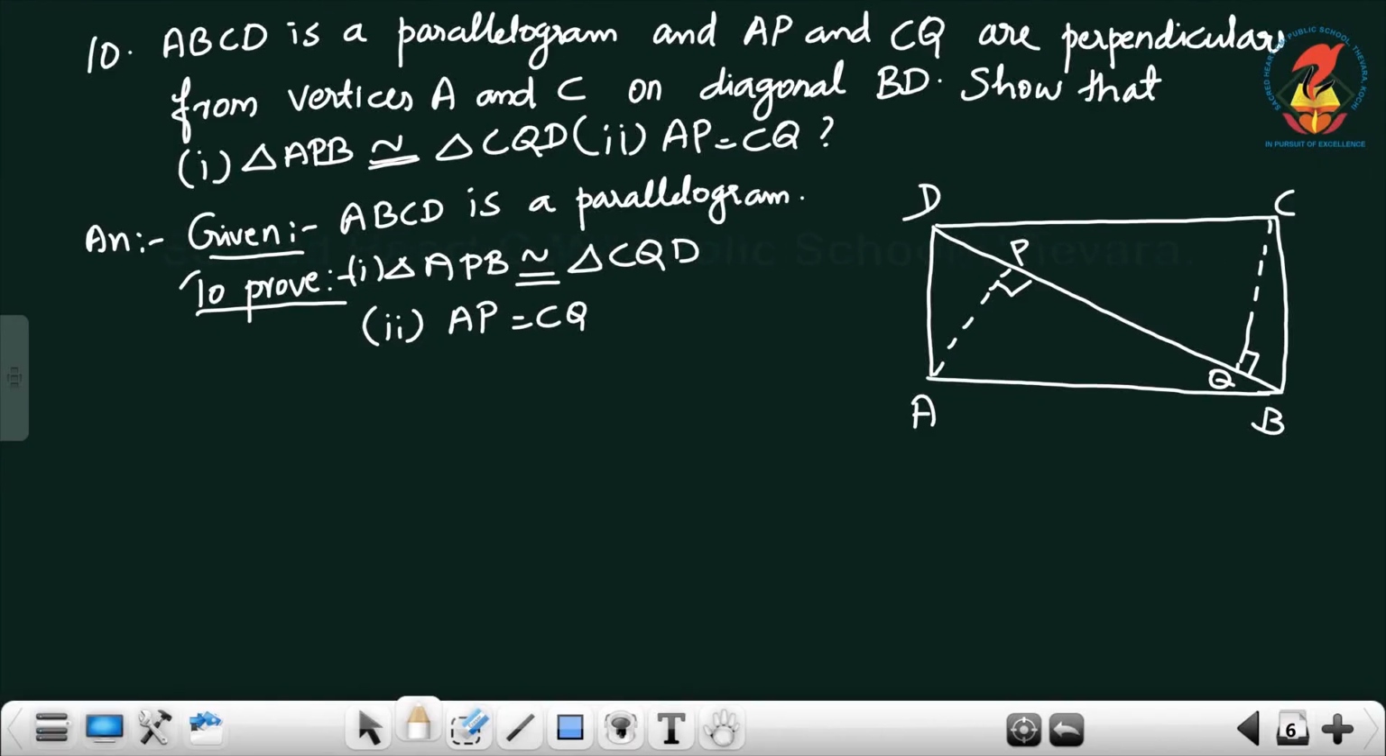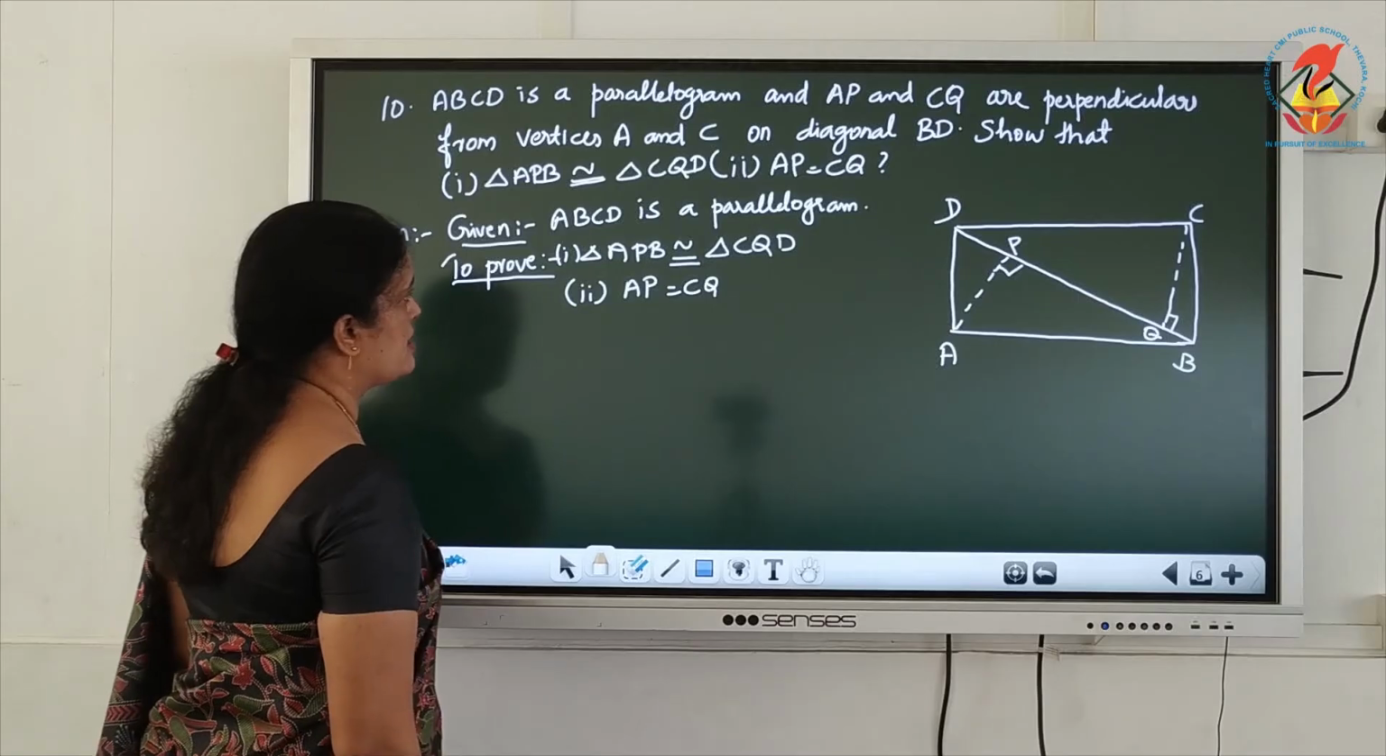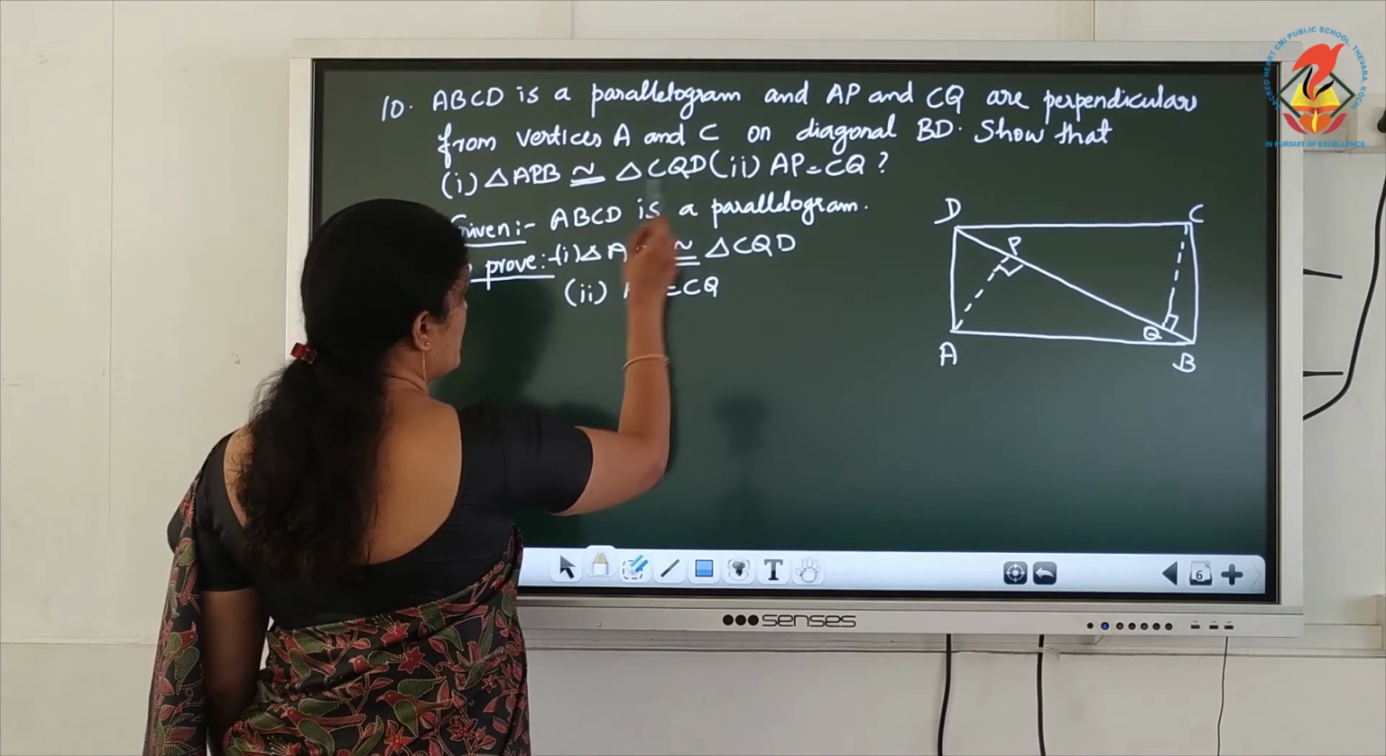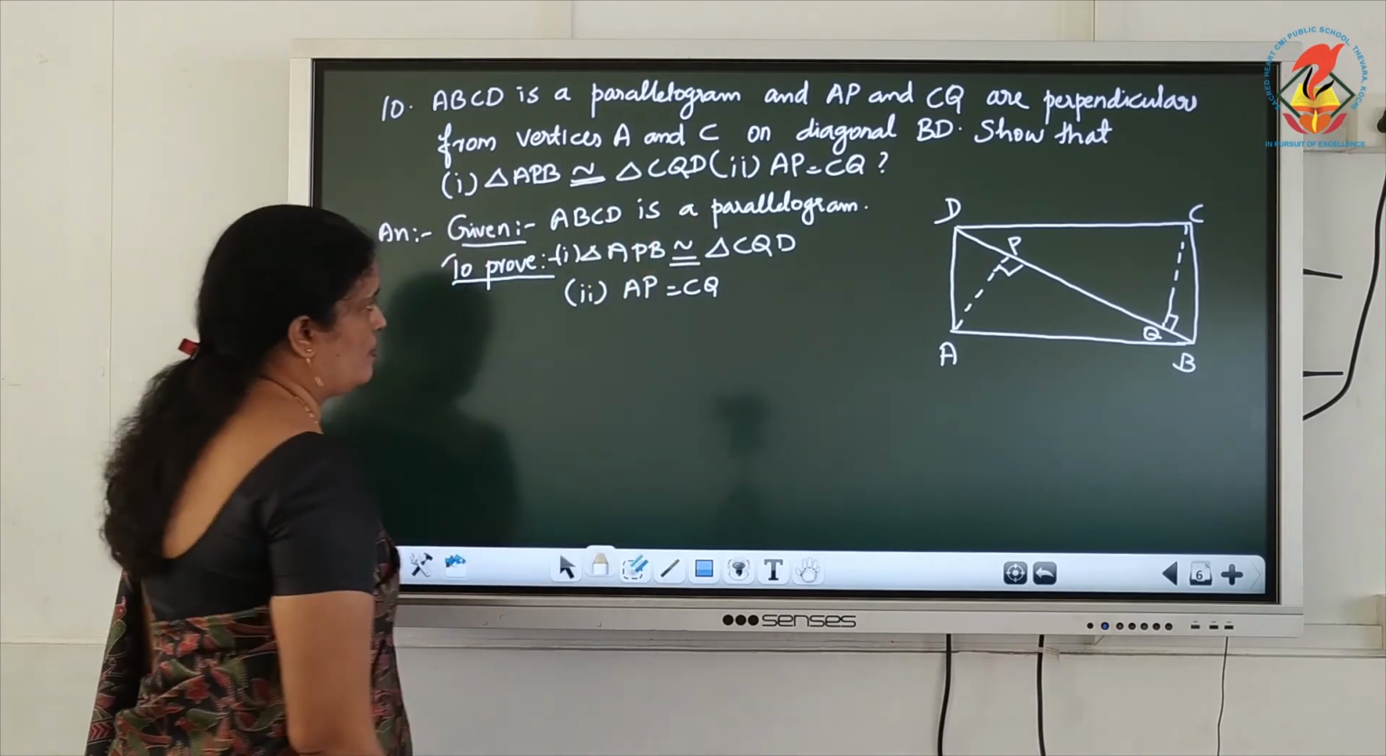Question number 10, ABCD is a parallelogram and AP and CQ are perpendiculars from vertices A and C on diagonal BD. Show that triangle APB congruent to triangle CQD. Second one, AP equal to CQ. Given ABCD is a parallelogram, already given in the question. We have to prove that triangle ABP congruent to triangle CQD, and AP equal to CQ.